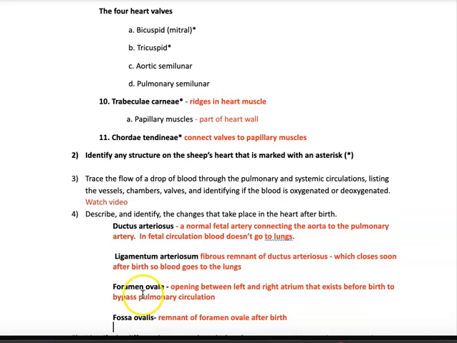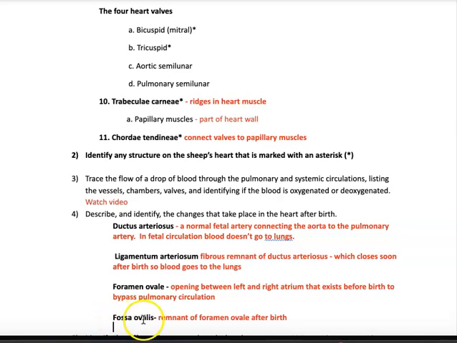Another structure that exists in the fetal heart is the foramen ovale. This is the opening between the left and right atrium that exists because we're bypassing pulmonary circulation. So everything's going into systemic circulation. Foramen, remember from the bones, means hole. So there's an opening between the right and left atrium in a fetal heart. Right after birth, this is going to close.